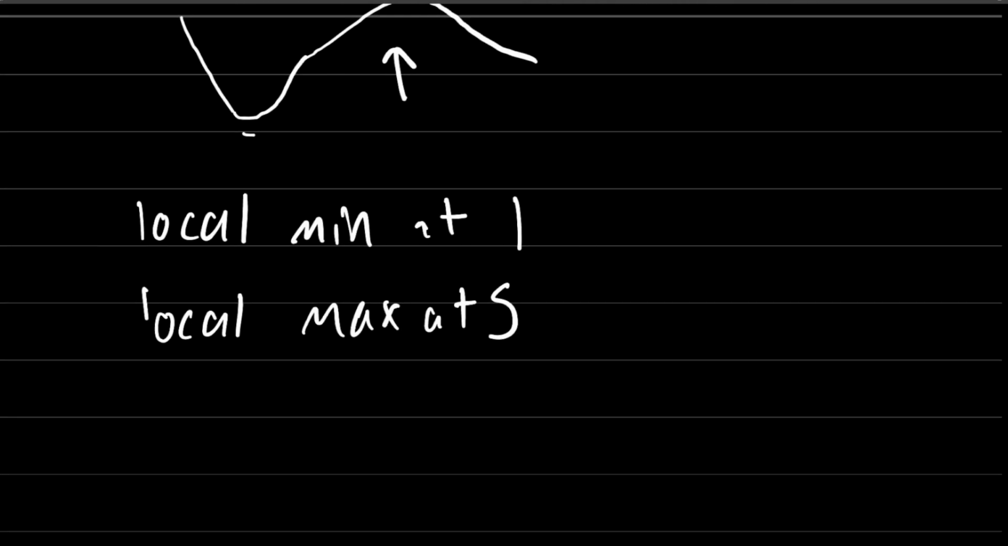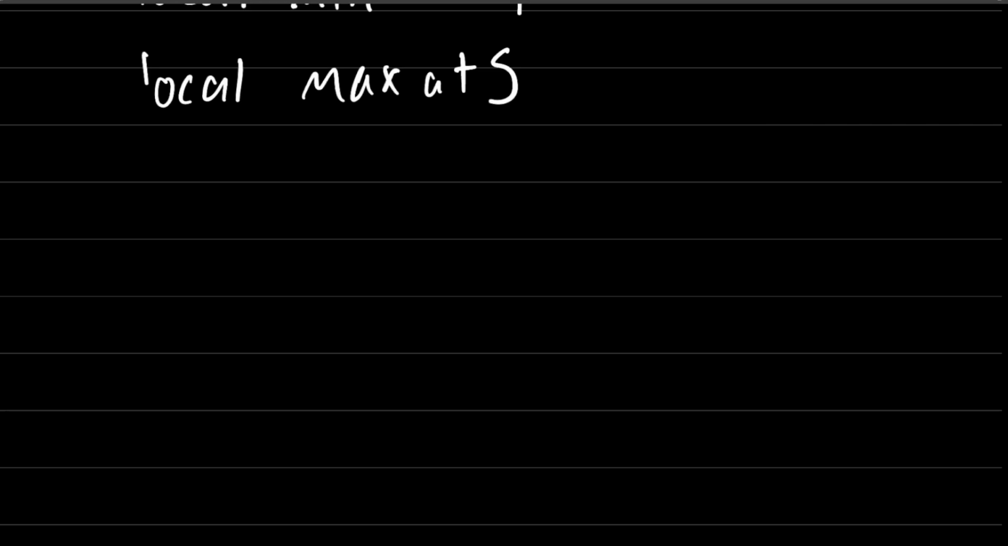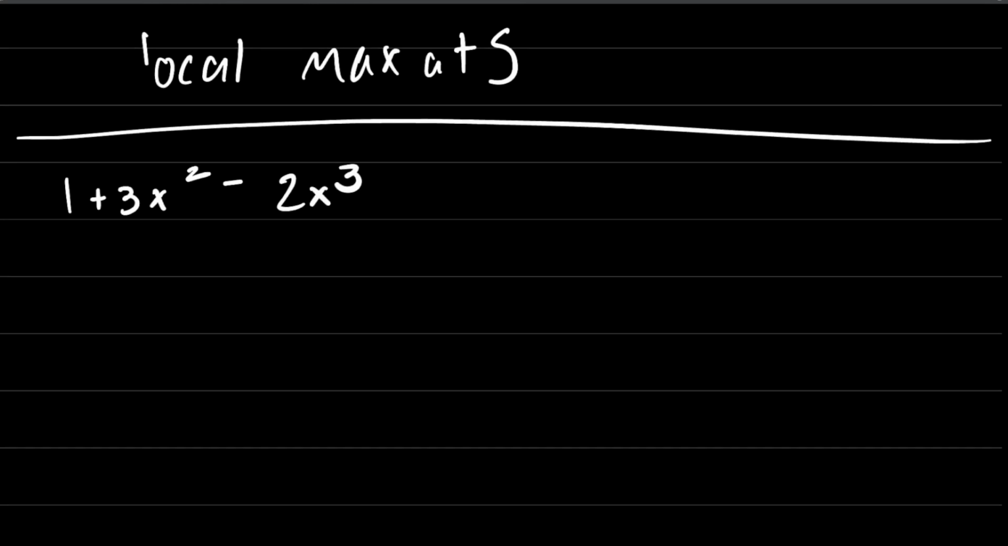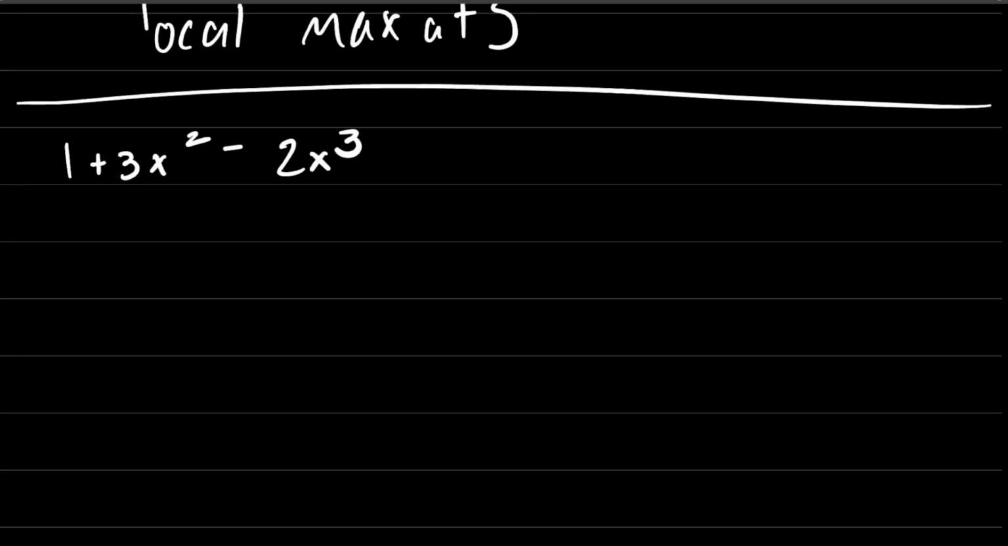Now we can go back to question 19, which gives us 1 plus 3x squared minus 2x cubed. What it is asking us to do is to find the local max and minimum values of f using the first and second derivative tests. Now, I'm going to tell you what the first and second derivative tests are, but then I'm only going to use the first derivative test because I think it's a waste of time to do both.